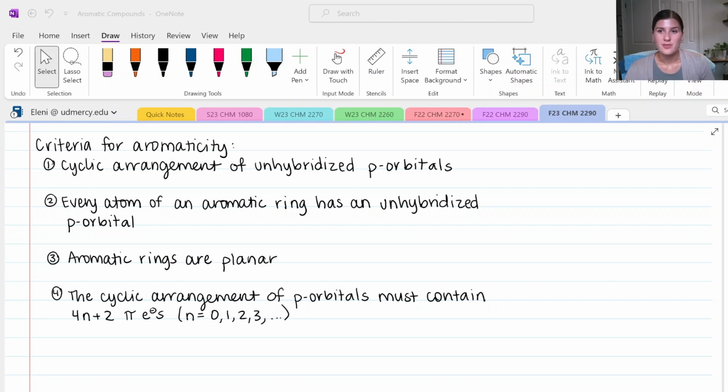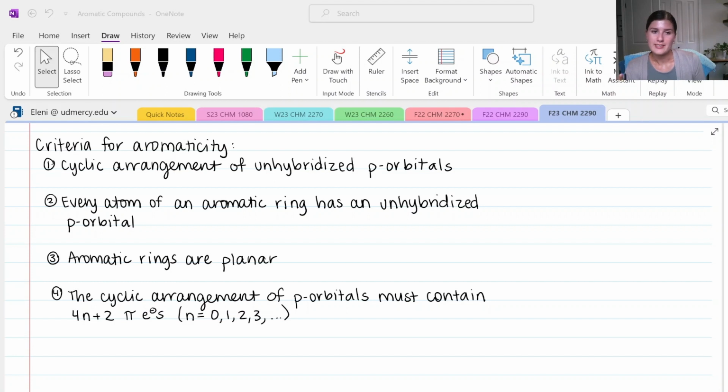I told you in the last video that benzene is an example of an aromatic compound. And in this video, we'll talk through these 4 criteria to determine if a molecule is aromatic or not. And then we'll look through some examples and determine if they are aromatic.